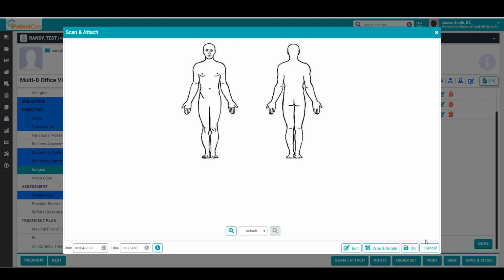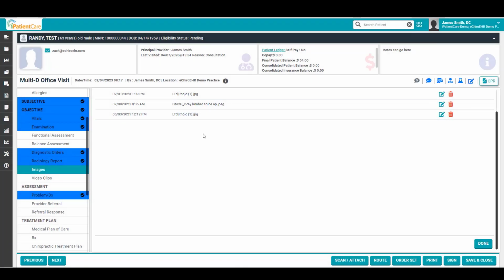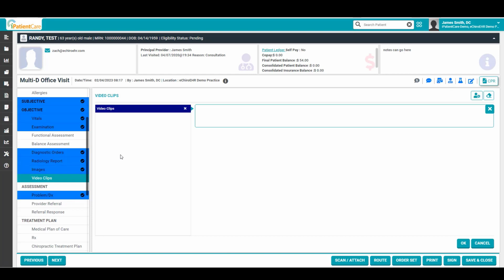And once this is completed, it can be attached to the note and will show up inside of the note. You can also bring in X-ray images and attach those into the note as well. Video clips can also be added and brought into the note.